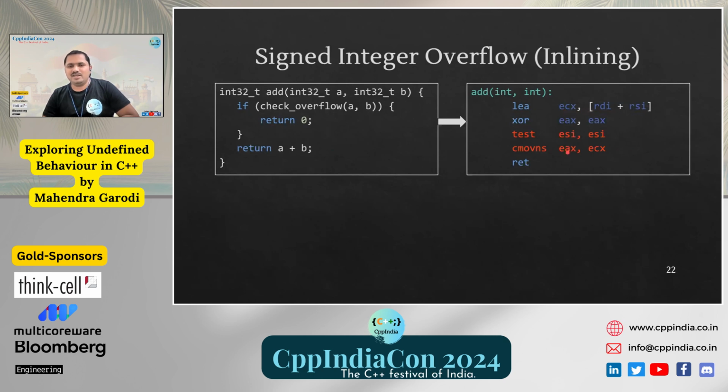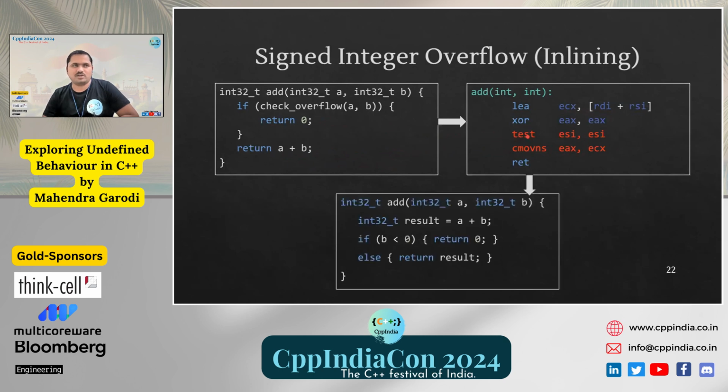And at the end, if B was not negative, then the result will go into EAX as A plus B. Otherwise, the result will be 0. And that's what basically it is trying to do.